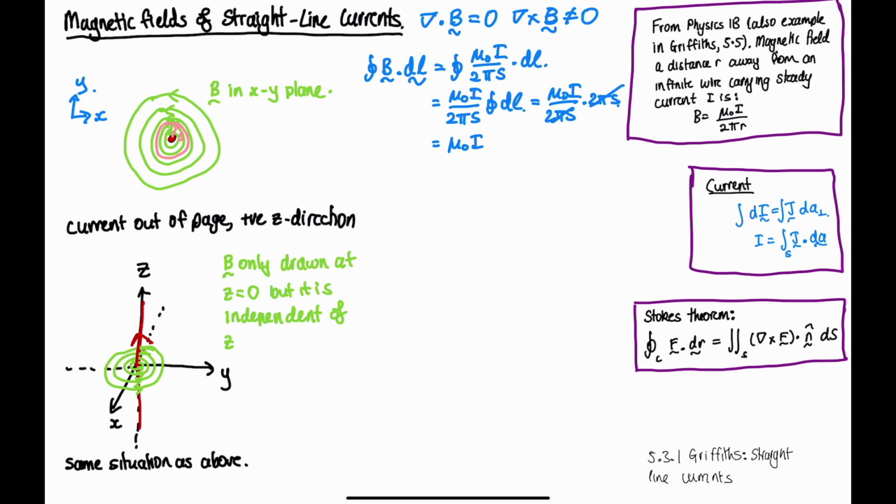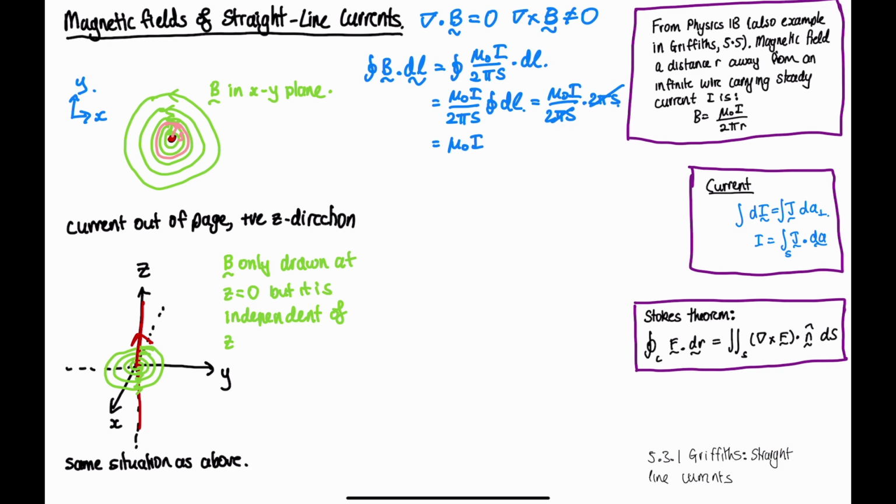So notice how this ends up being independent of S, and that's because my magnetic field strength decreases as 1 on R, whereas the contribution from the path length increases by that same amount as 2 pi R.